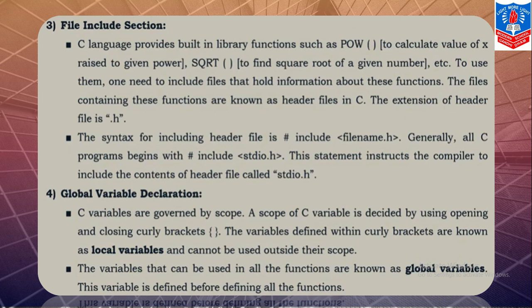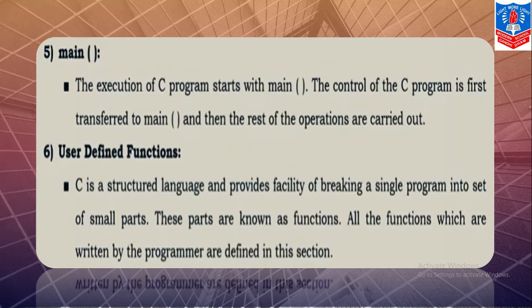Last is global variable declaration. C variables are governed by scope. The scope of a C variable is decided by using opening and closing curly brackets. The variables defined within the curly brackets are known as local variables and cannot be used outside their scope. The variables that can be used in all functions are known as global variables. These variables are defined before defining all the functions.